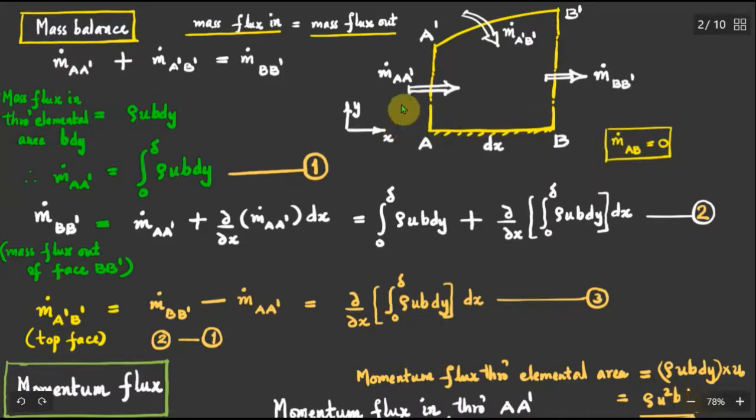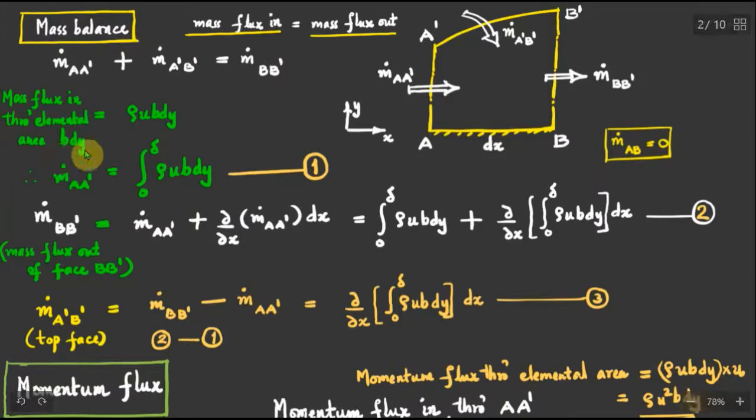So we will make a balance like this. The mass flow rate entering into the control volume will be through the phases A dash and the top phase A dash, B dash, while the mass flow rate going out of the control volume is m dot B dash. Now we will consider that elemental area. Elemental area, as I told you before, is having area B dy.